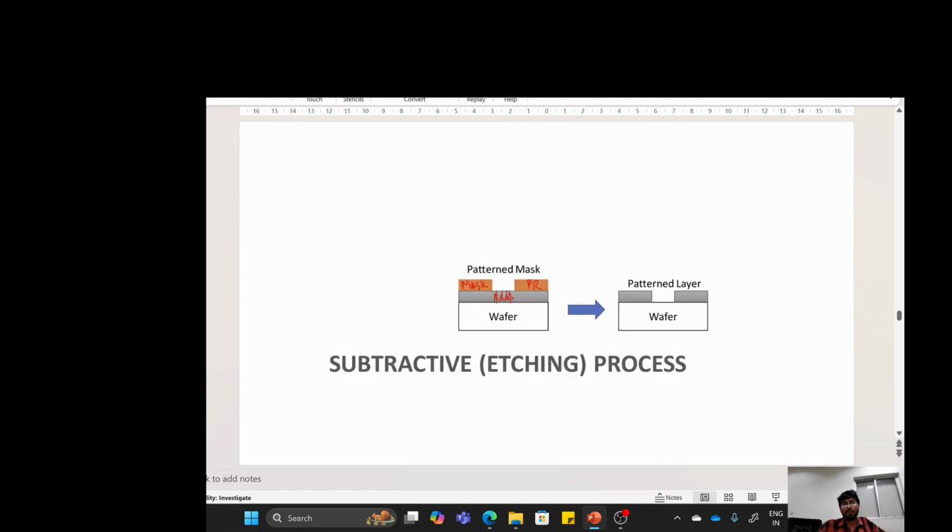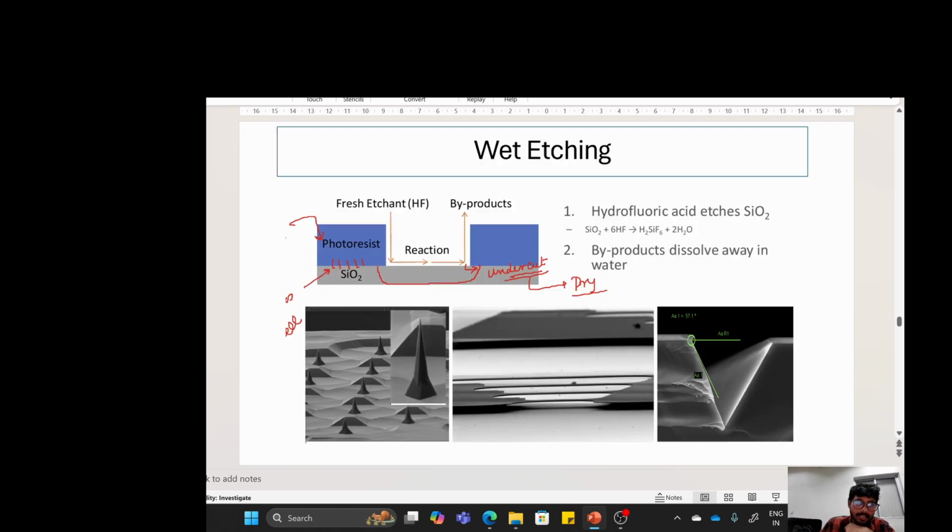Then you go for a subtractive process, which is etching, and that can be wet etching or dry etching. After patterning, this is the photoresist, and this part is exposed to the outer environment. This part can be removed by some biochemical means. This is what you wanted finally, after lithography and dry etching or wet etching, you get this process done.